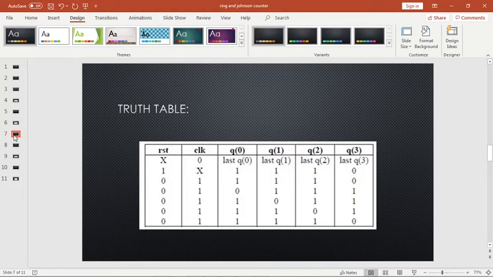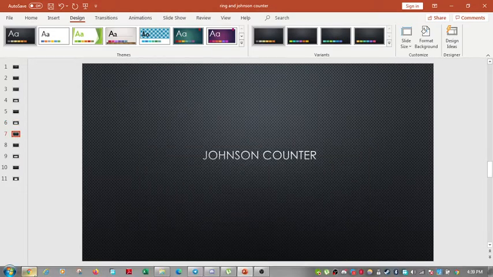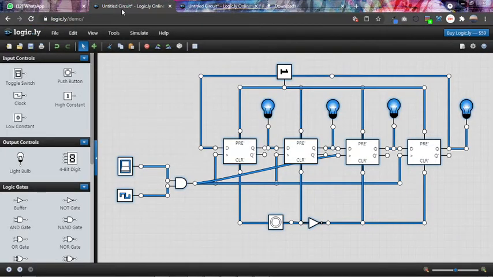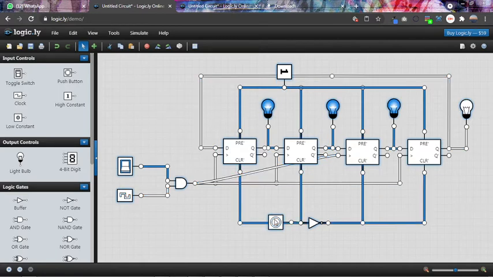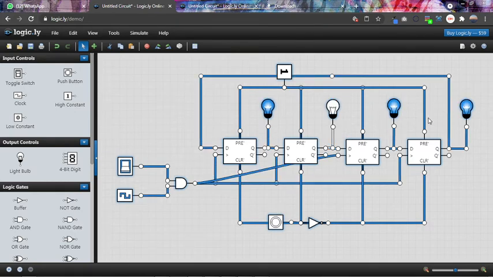Let us now look into the simulation. This is the circuit of ring counter. During the first clock cycle, first three flip-flops give output. During the second clock cycle, the next three flip-flops give the output.